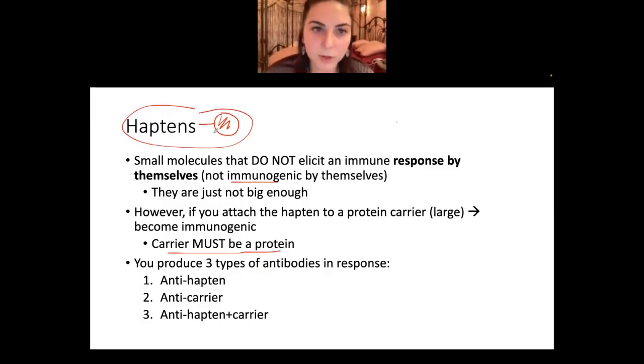But when you conjugate a protein to a hapten, you get 3 types of antibodies. Let's say we conjugate this protein to this hapten and inject it into someone. You're going to see an antibody just to the hapten, an antibody just to the protein carrier, and then antibodies that recognize both the hapten and the protein carrier. Again, this is because when antibodies bind to antigens, they're only recognizing epitopes. So some antibodies only recognize epitopes on the hapten, some recognize epitopes on the carrier, and some recognize epitopes on both.